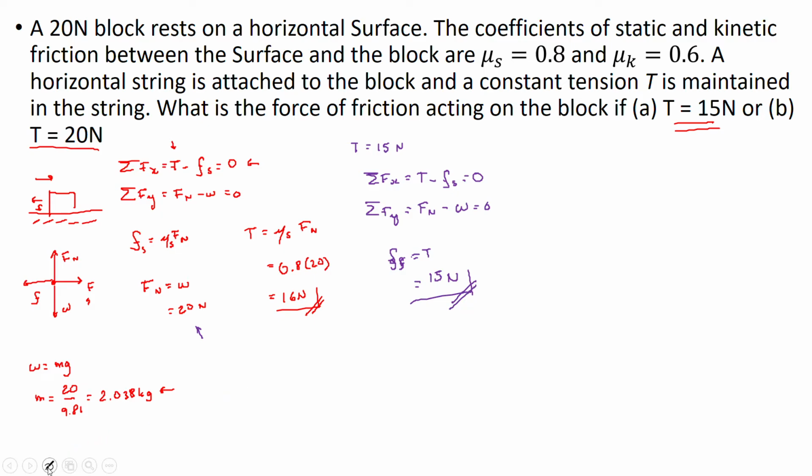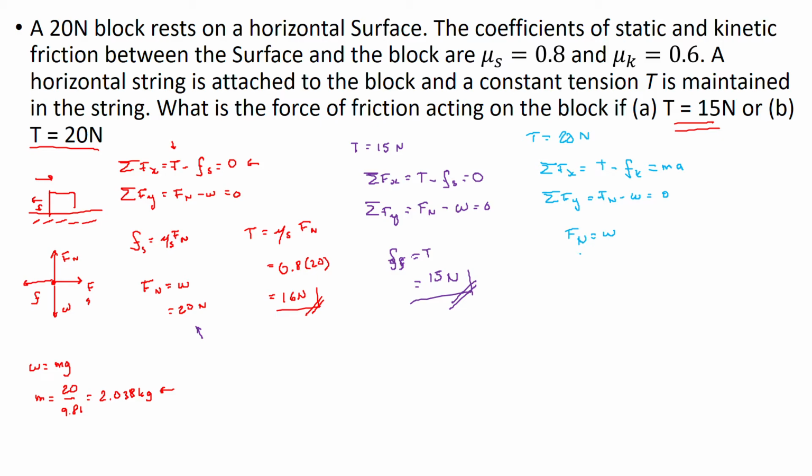For part B, I need to resettle all my equations. For the tension of 20 newtons, the sum of all the forces in x is going to be tension minus the kinetic friction force, equal to mass times acceleration. And the sum of all the forces in y is going to be the normal force minus the weight, equal to 0. So once again, the normal force is equal to the weight, which I already know.